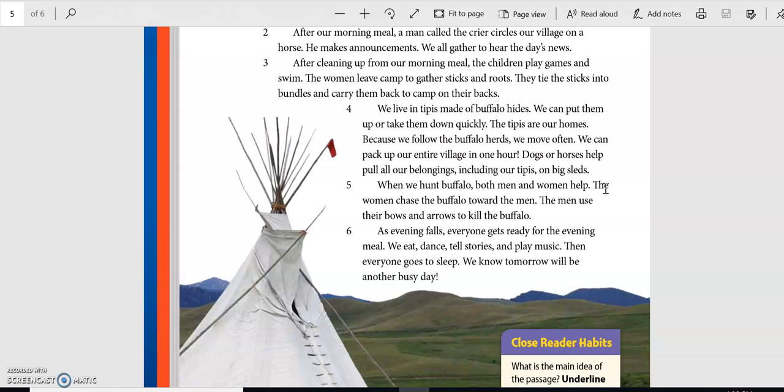If I were to write, something that would help me is to say the main idea of paragraph 5 is, and then I would explain the main idea. So in this case, I would say, the main idea of paragraph 5 is that in hunting buffalo, both men and women in the village help, period. Now, I have to add in some of the supporting details. I notice here that one of the details is that the women chase the buffalo toward the men. That's one of the details that helps me know that women help. But it also talks about how the men help in the second sentence. The men use their bows and arrows to kill the buffalo.